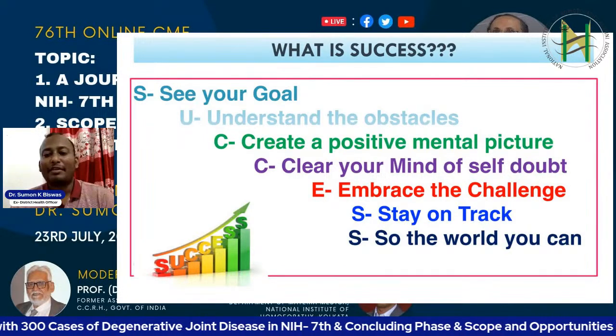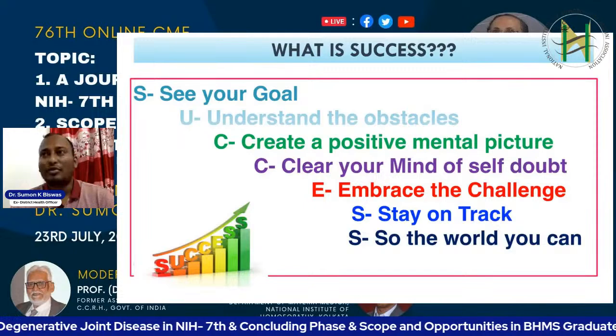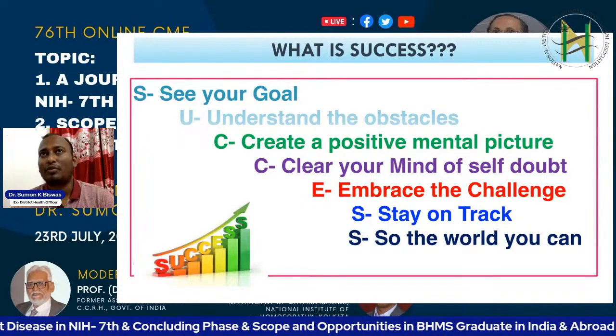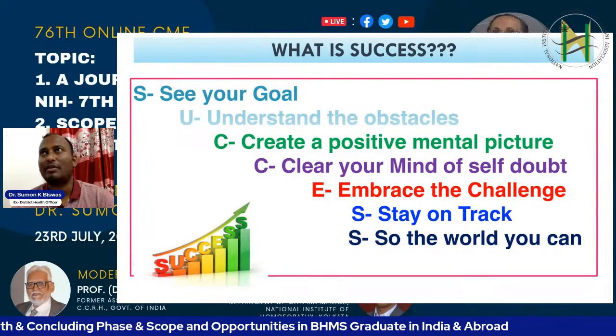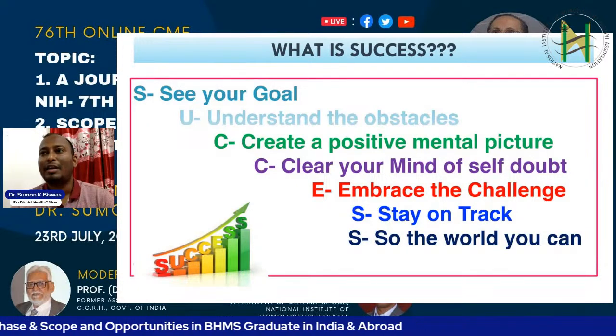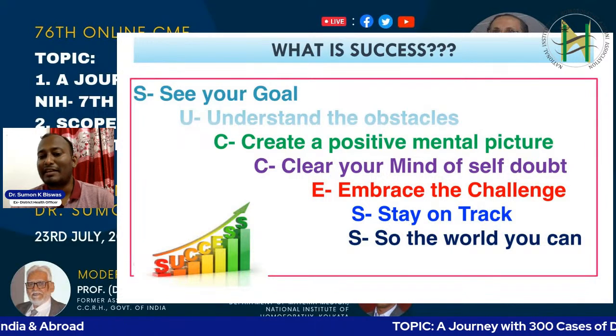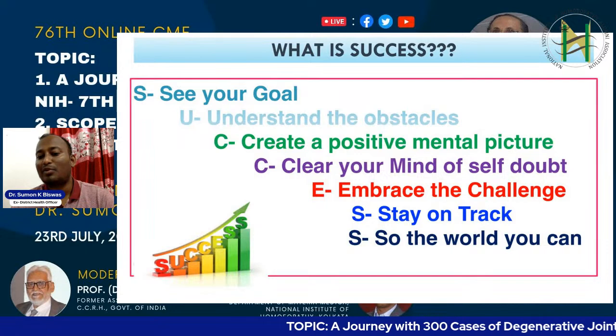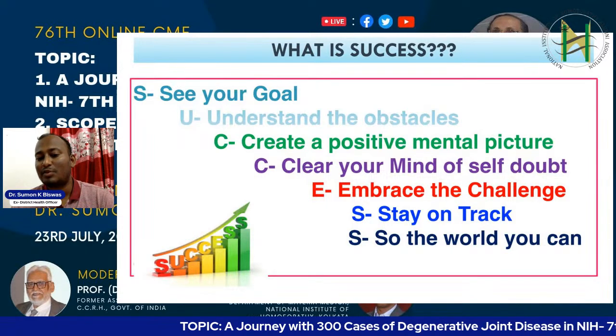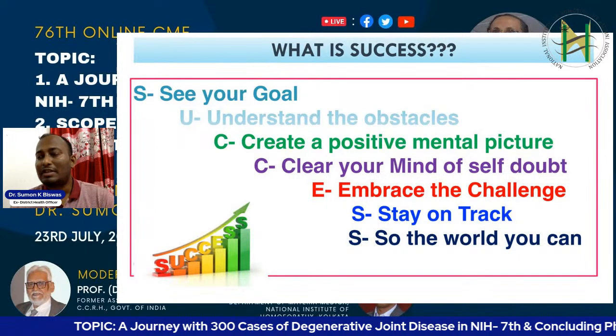Then clear your mind of self-doubt. We have to clear our self-doubt. Yes, we have to gain confidence in ourselves, even in our practice or whatever it is. If I gain confidence in myself, I will succeed. Embrace the challenge. We have to take the challenge, stay on track. And the last S is show the world you can. So these are the meaning of success.